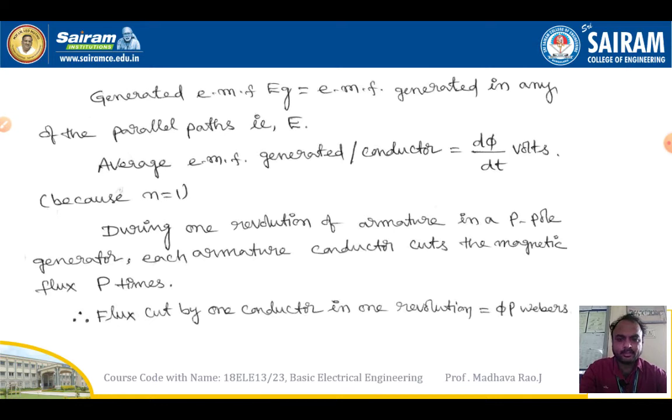Coming to the derivation of the EMF equation of generator. Generated EMF Eg is equal to EMF generated in any of the parallel paths, that is E. Average EMF generated per conductor is equal to dΦ/dt, because N is equal to 1, N is the number of turns. During one revolution of armature in a P pole generator, each armature conductor cuts the magnetic flux P times. Flux cut by one conductor in one revolution is equal to ΦP Webers.